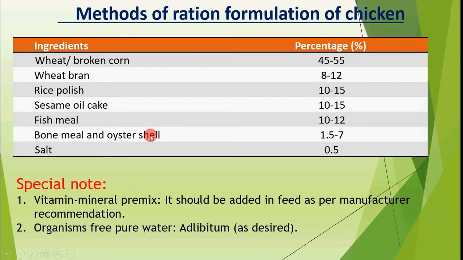So you have to think about all the nutrients. That means when you prepare a ration for poultry, you have to think about the nutrients, like wheat for carbohydrate, fish meal for protein, and salt. That means this is the mixture of nutrients. And here the important thing is that the vitamin and mineral mix depends on the manufacturer's recommendation. And water, whatever they need, as they need, you have to provide them. It doesn't depend on the percentage. So if they need 1 liter per day, you have to provide it. If they need 1.5 liters, you have to provide it. It depends.